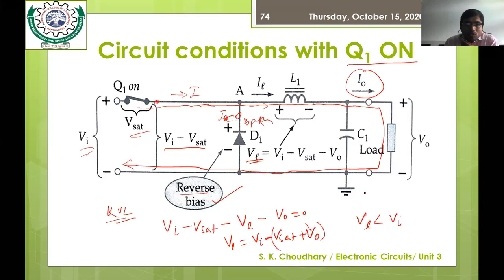as well as you can calculate the output voltage when the Q1 is on. So what is the value of output voltage here? Follow the same equation. V0 would be VI minus VSAT minus VL. Again, you can see the output voltage is less than the input voltage by the amount of VSAT plus VL. So in this way, we can say that it is a step down converter, because here your output voltage would be decreased in amplitude. So this is the operation when Q1 is on.